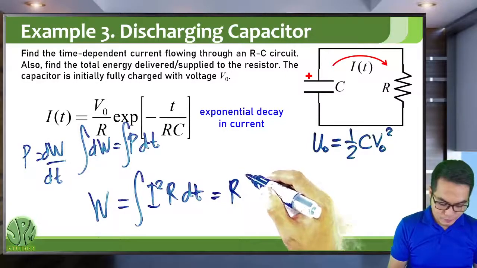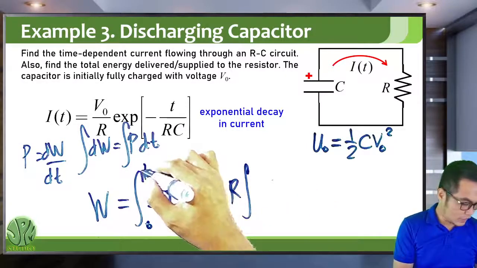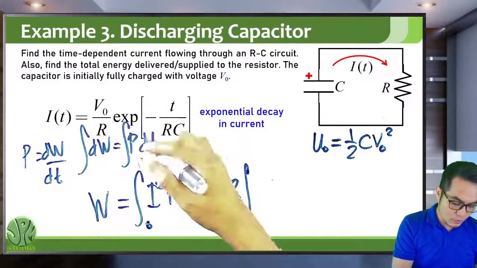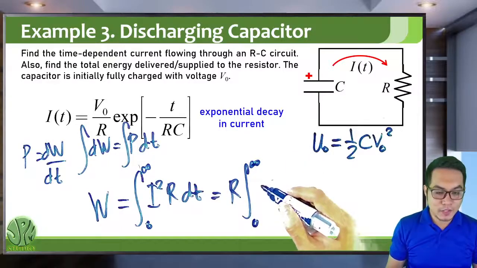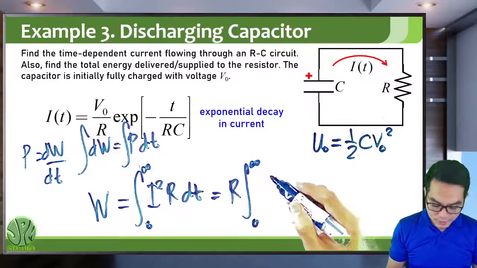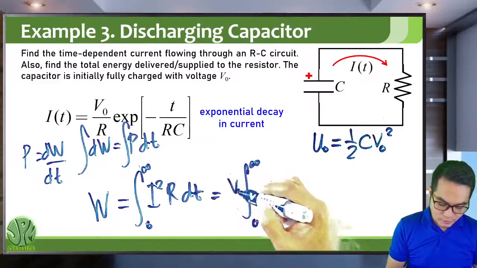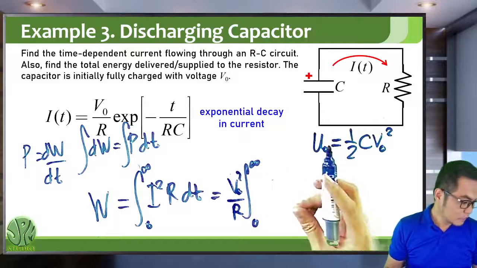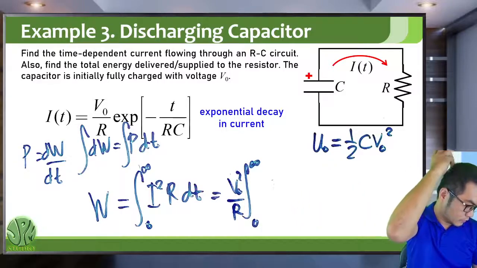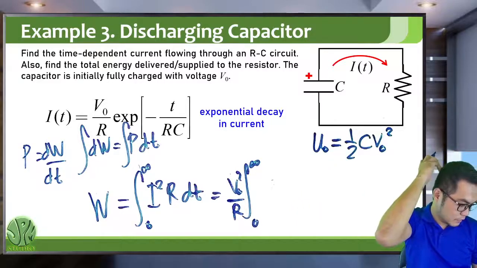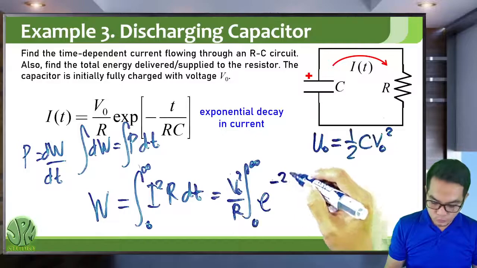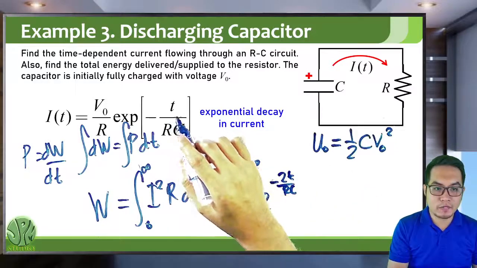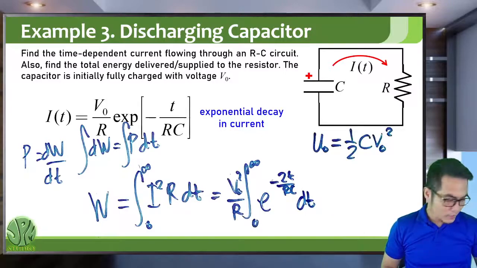So you have R. And then it's from 0 to t, no? It's from all values of time, 0 to infinity. And I squared is V naught squared over R squared, so you will just get V naught squared over R. And then you will have e to the negative 2t over RC, the square of e to the negative t over RC, dt. So this is just a simple integral, e to the u du.